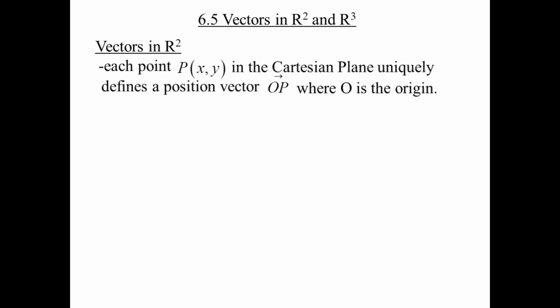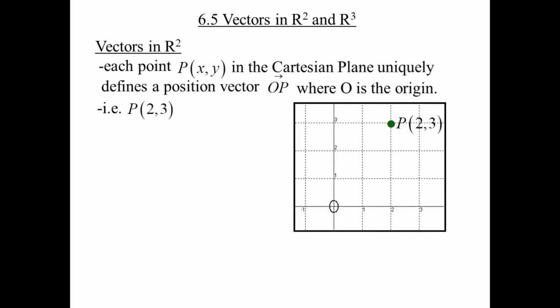Each point P in the Cartesian plane uniquely defines something called a position vector, where O is the origin, the vector OP. For example, the point P(2, 3) uniquely defines the position vector (2, 3). Here's our point (2, 3), and when we go from the origin to that point, there's a unique vector associated with that point. Every point has a unique vector associated with it.